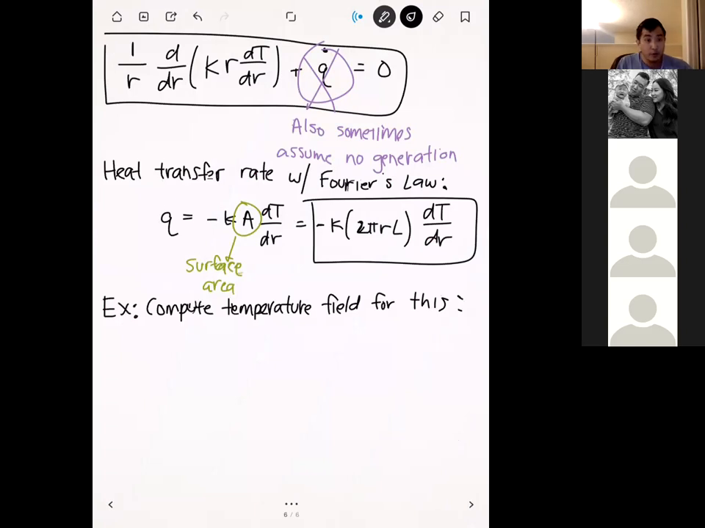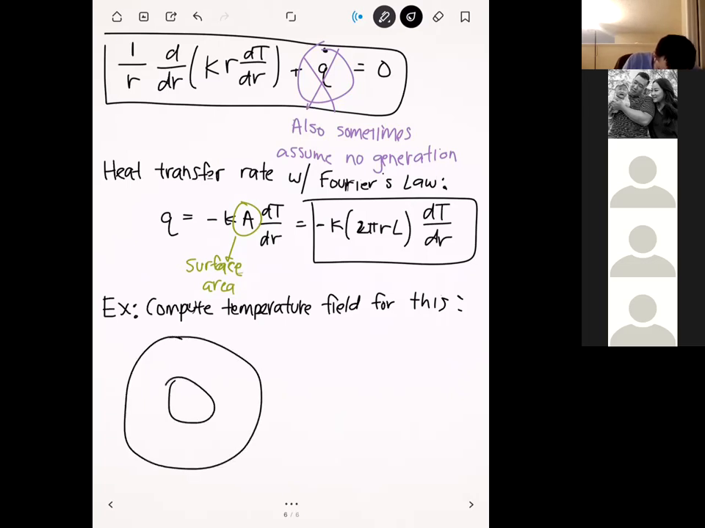Let me redraw the figure here. In this situation, we have a hollow cylinder, so our cylinder will have an inner radius and an outer radius. It's going to look like that. We also say that the inner radius is held at a temperature Ti, and the outer cylinder is held at a temperature To. So we have specified temperatures at both the inner and outer radius.